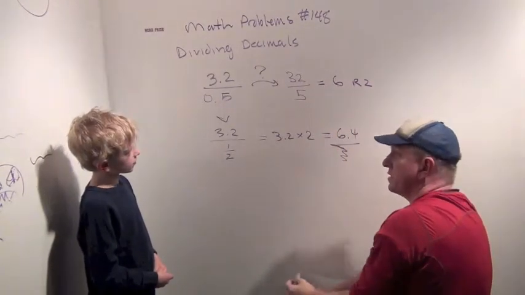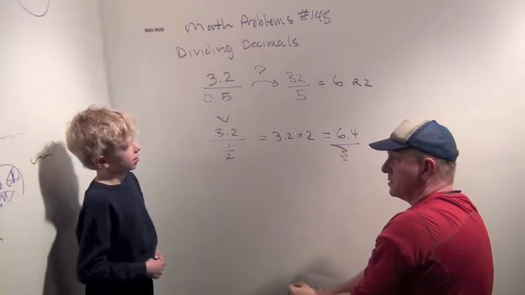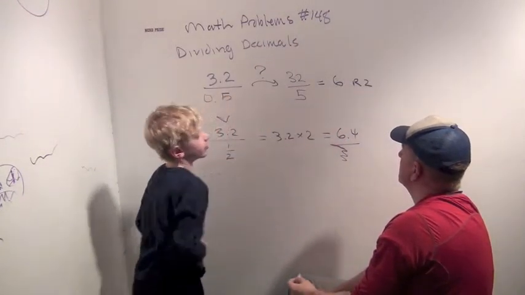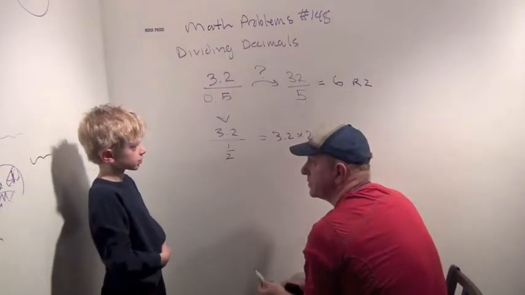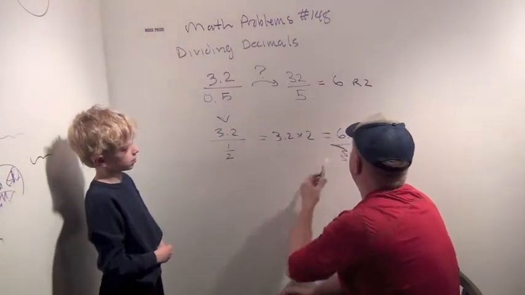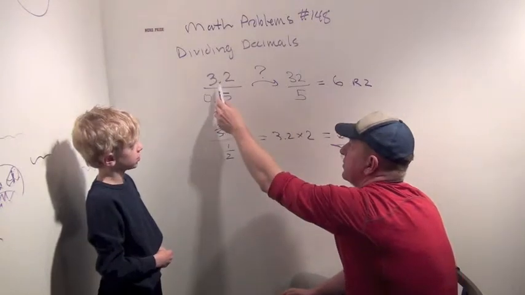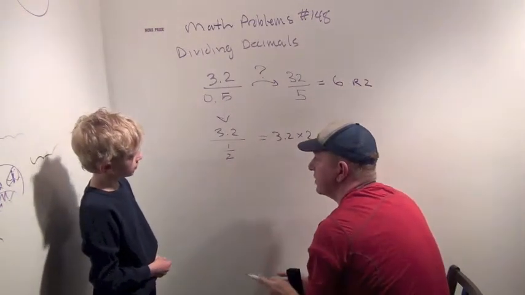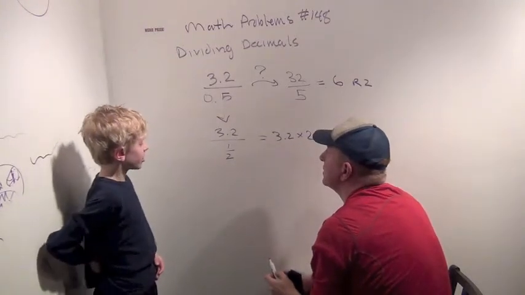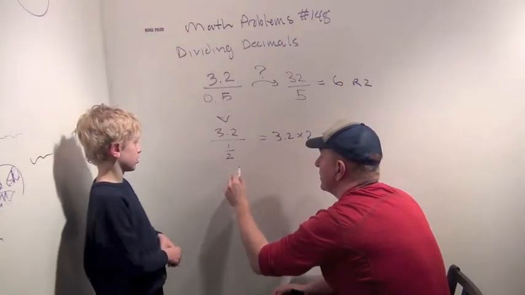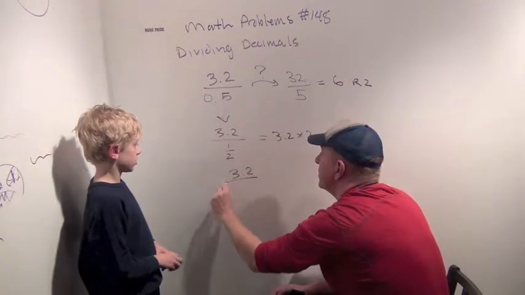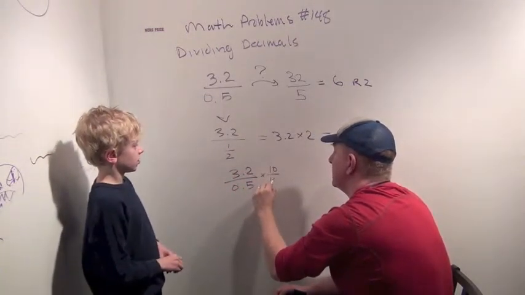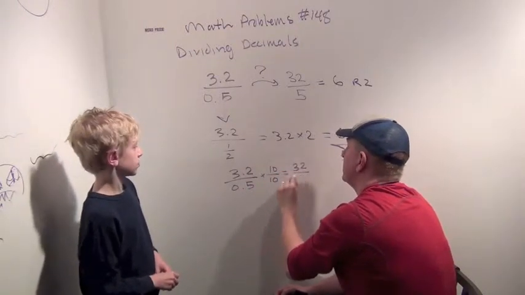They both start with a 6. But this one has a 4 and that one has a 2. Good point. But why would they even be close to each other? Why would 3.2 divided by 0.5 look like it might be the same as 32 divided by 5? Well, you were multiplying by 10 over 10. So 3.2 over 0.5 times 10 over 10 equals 32 divided by 5.